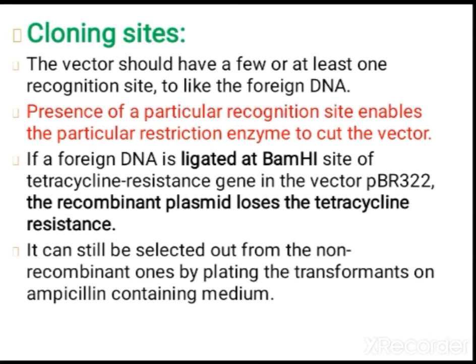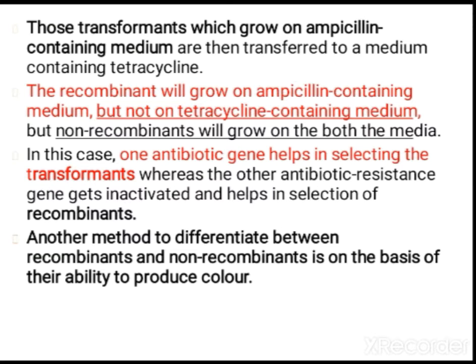So if we are introducing foreign DNA, what happens? It is losing the tetracycline resistance. If you want to select the recombinants from the non-recombinants, that is the transformants, how can you find out? By plating upon ampicillin containing medium, we can distinguish. In ampicillin containing medium they will grow, but in tetracycline medium they won't grow. So from there we can distinguish. The transformants will grow on ampicillin medium.